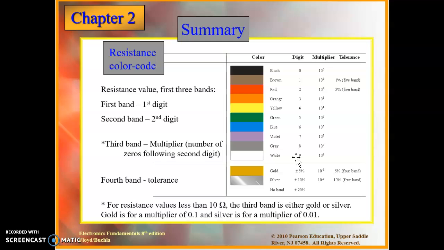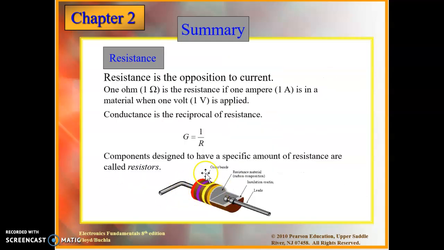Okay, so the way we read a resistor, let's go back to the previous one. You see it has 4 bands here. We start reading them from here. So this will be the first band, this will be the second band, this will be the third band, and this will be the fourth band. The first band is the first digit from 0 to 9. The second band is the second digit from 0 to 9. The third band is the multiplier, how many zeros we add. And the fourth band is the tolerance.